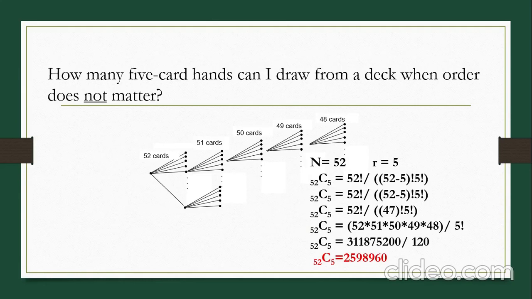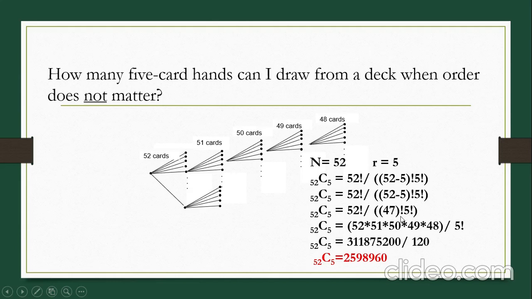Okay, next example. How many 5-card hands can I draw from a deck when order does not matter? So again, given there are 52 cards and I have to draw 5 cards, you have 52C5 is equal to 52 factorial divided by the quantity of 52 minus 5 factorial times 5 factorial. So we have 52 factorial divided by 52 minus 5, which is equal to 47 factorial, and then you have the 5 factorial.